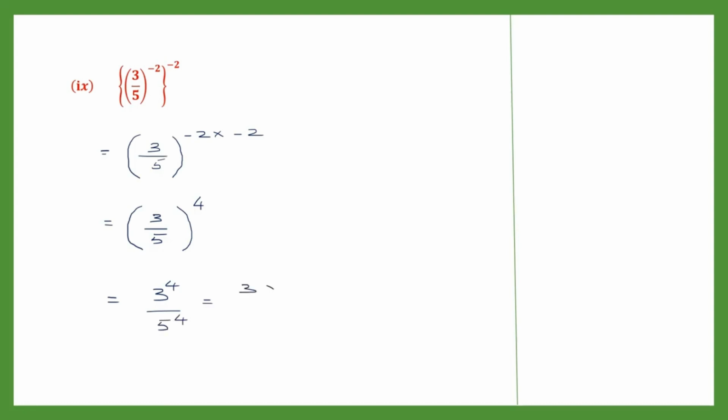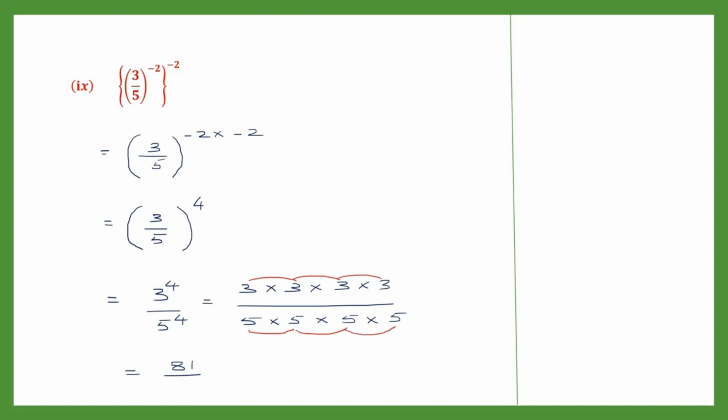So that is 3 into 3 into 3 into 3 divided by, again 4 times, 5 into 5 into 5 into 5. Now let's multiply. 3 threes are 9, 9 threes are 27, 27 threes are 81. So we have 81 in the numerator. Now in the denominator, what do we have? 5 fives are 25, 25 fives are 125, 125 into 5 is 625. So our answer here is 81 by 625.